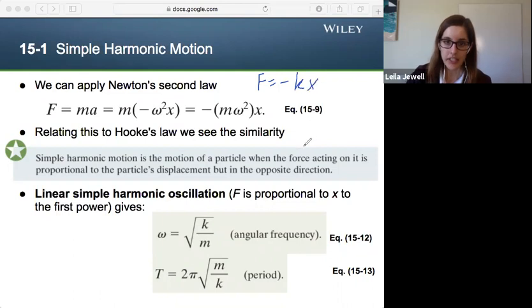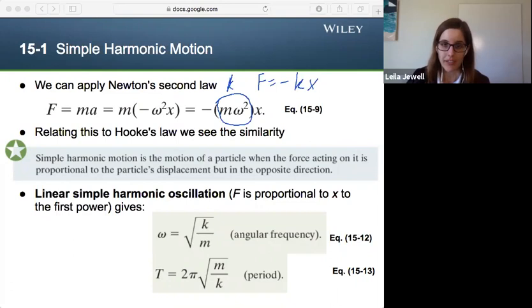And so this is the exact same form. We have a negative, we have something in parentheses that's constant, and we have x. So that in parentheses is going to be our k, right? This is another instance of seeing the similar form and making it work that way for us. So simple harmonic motion is the motion of a particle when the force acting on it is proportional to the particle's displacement, but is in the opposite direction.